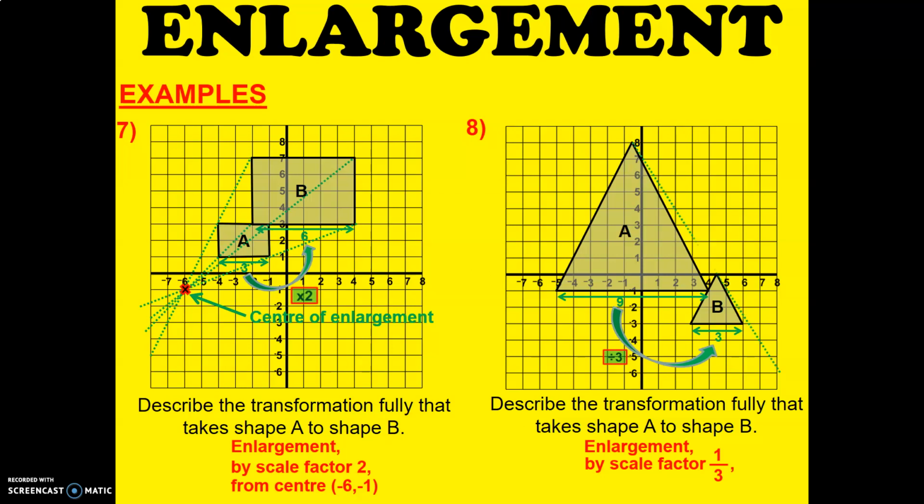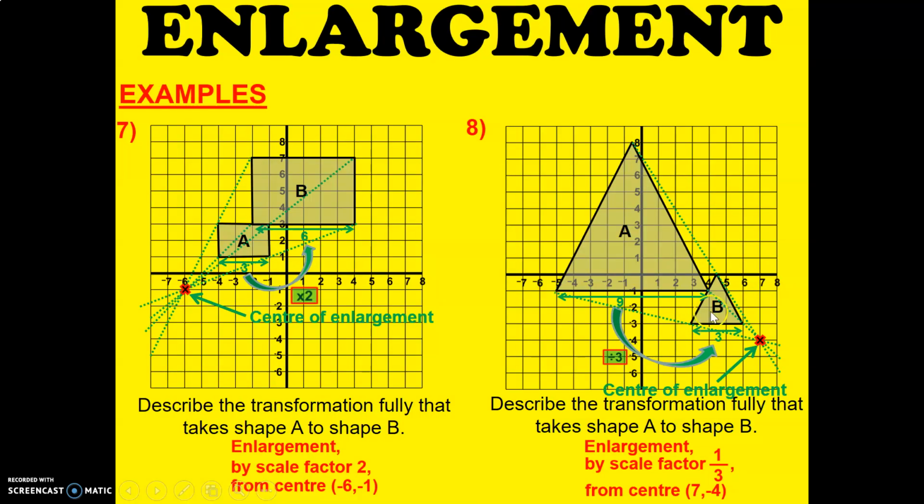And for the center of enlargement, again, let's draw a line touching each pair of vertices of A and B. So we are making 4 lines, and that will be the center of enlargement, which is point 7, 4. Sorry for that. There you have it, enlargement.